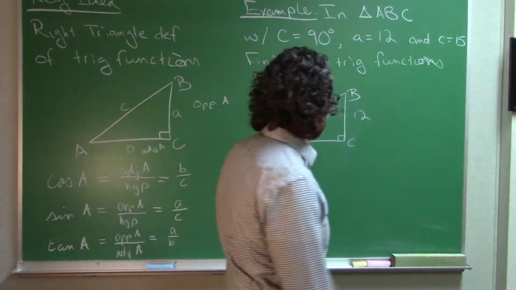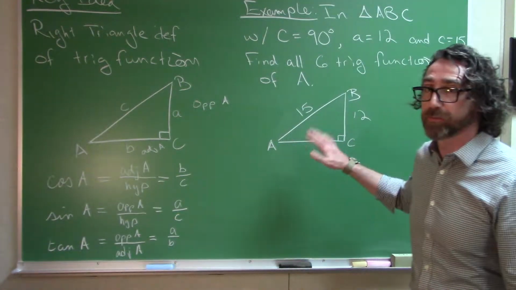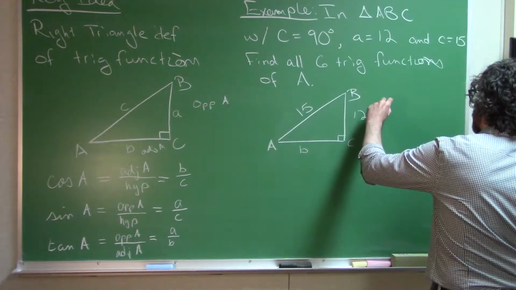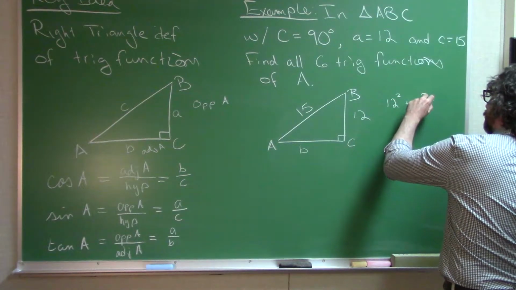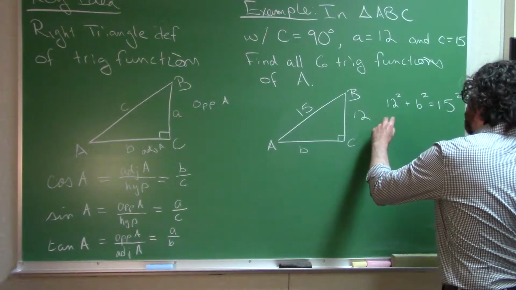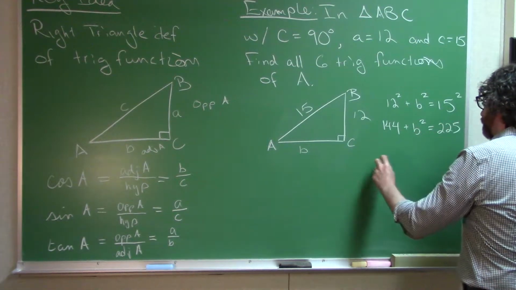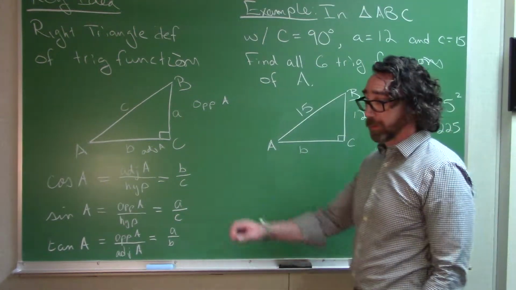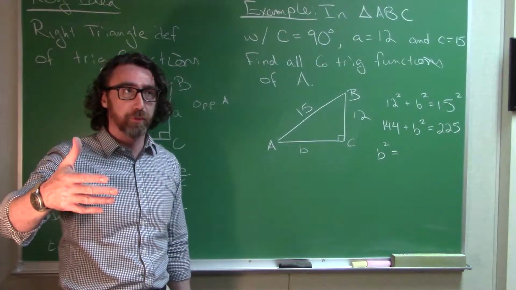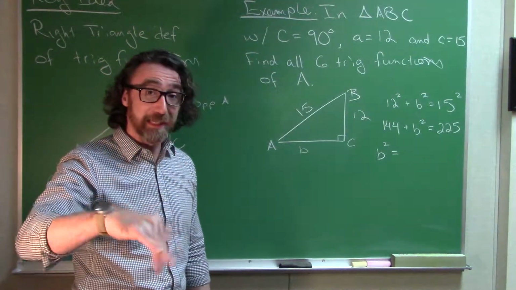Okay, now, they didn't tell me this side. However, we know the Pythagorean theorem, so we can find the length of that side. This is b. What's b? Well, I don't know yet, but I do know that 12 squared plus b squared equals 15 squared. 12 squared, 144. 15 squared, 225. 225 minus 144. Okay, so 225 minus 100 would be 125 minus 40. I'm at 85.